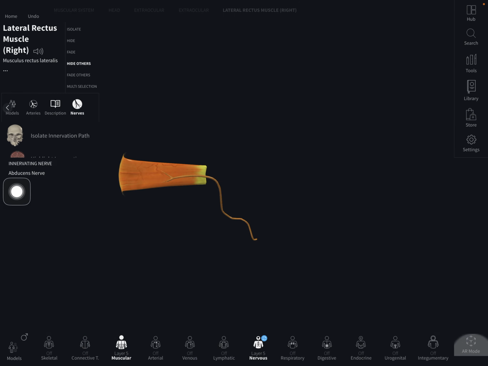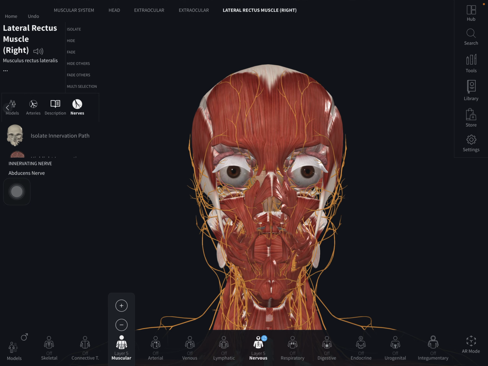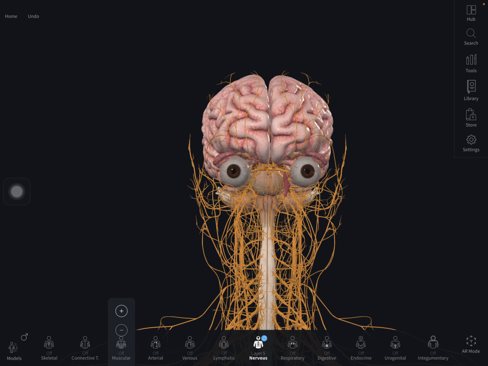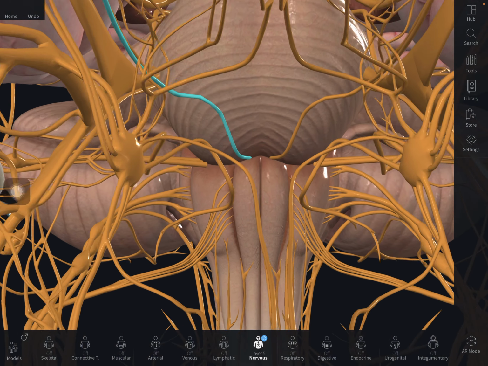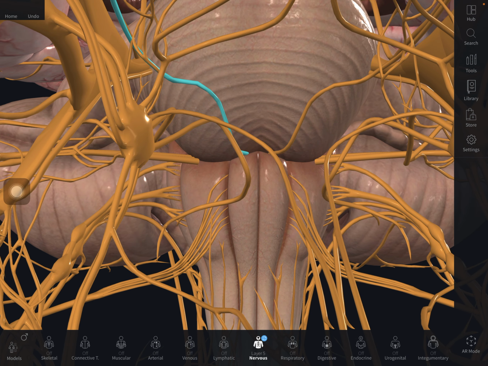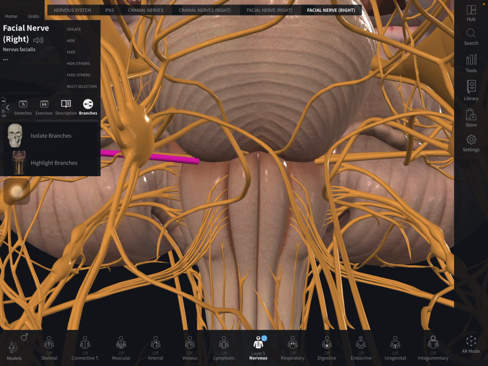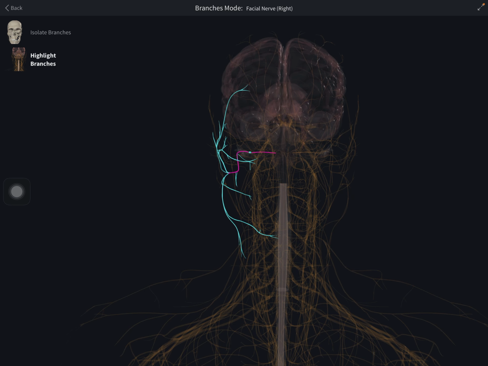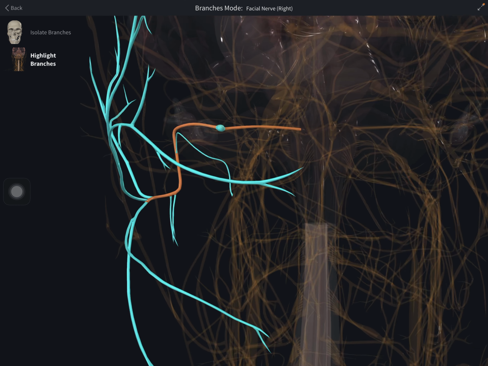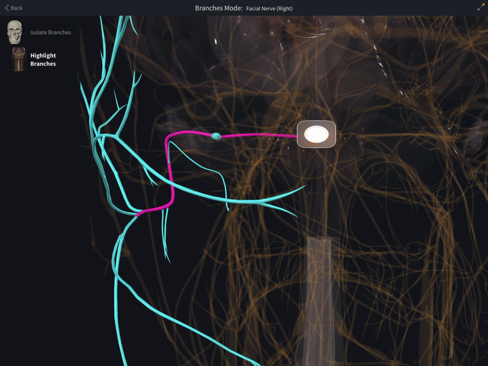Then the next nerve is the facial nerve. It originates in the cerebellopontine angle. This facial nerve has an intracranial part, an intratemporal part, and an extracranial part. This is the intracranial part, this is the intratemporal part, and the remaining branches are the extracranial part.